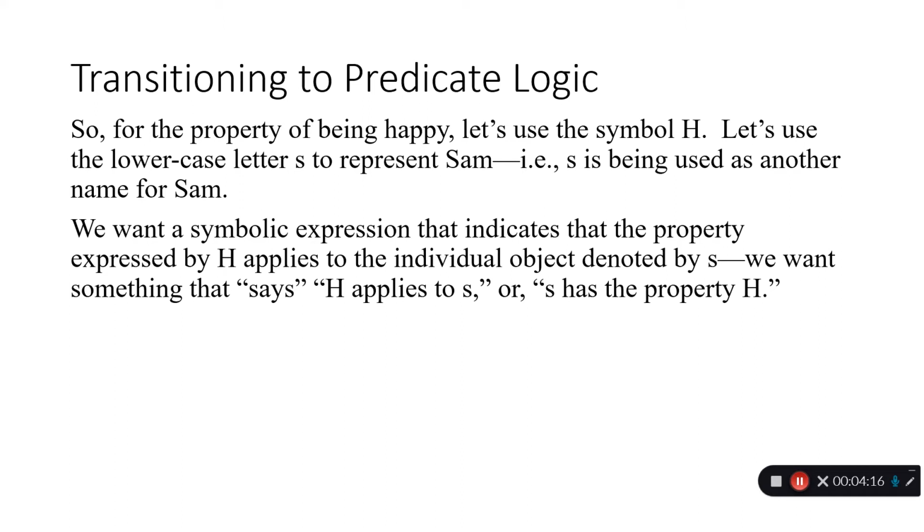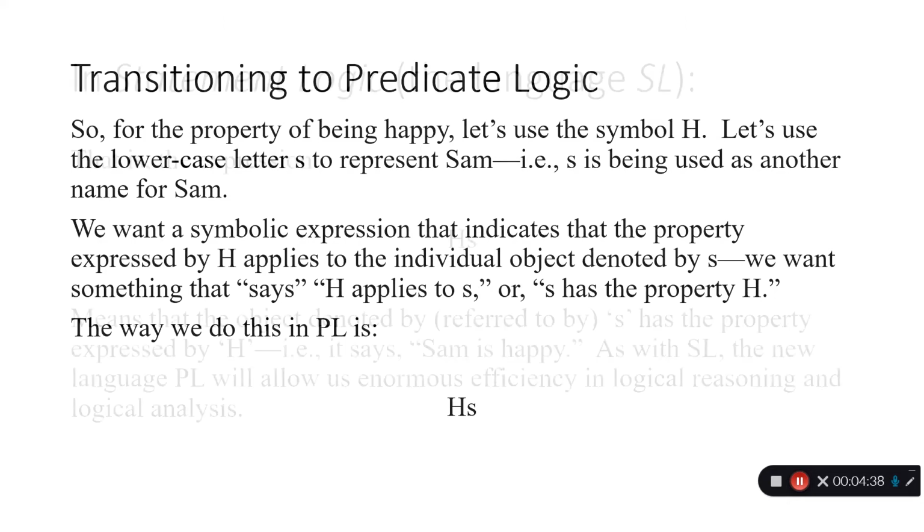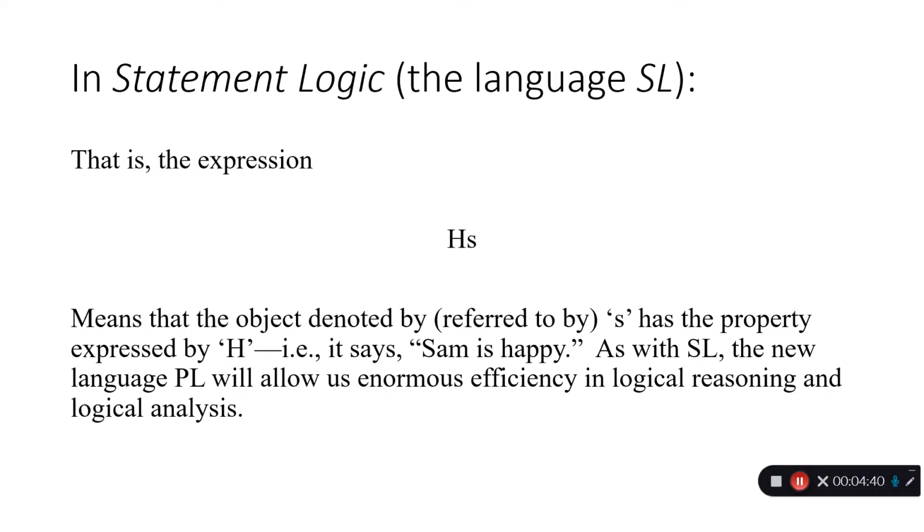And so the syntax, the grammar for predicate logic, is going to look like this: the capital H is put next to the lowercase s, and it means that the property expressed by H applies to the object denoted by, or referred to by, s. It says, in effect, Sam is happy, or that the property H applies to the object denoted by s.